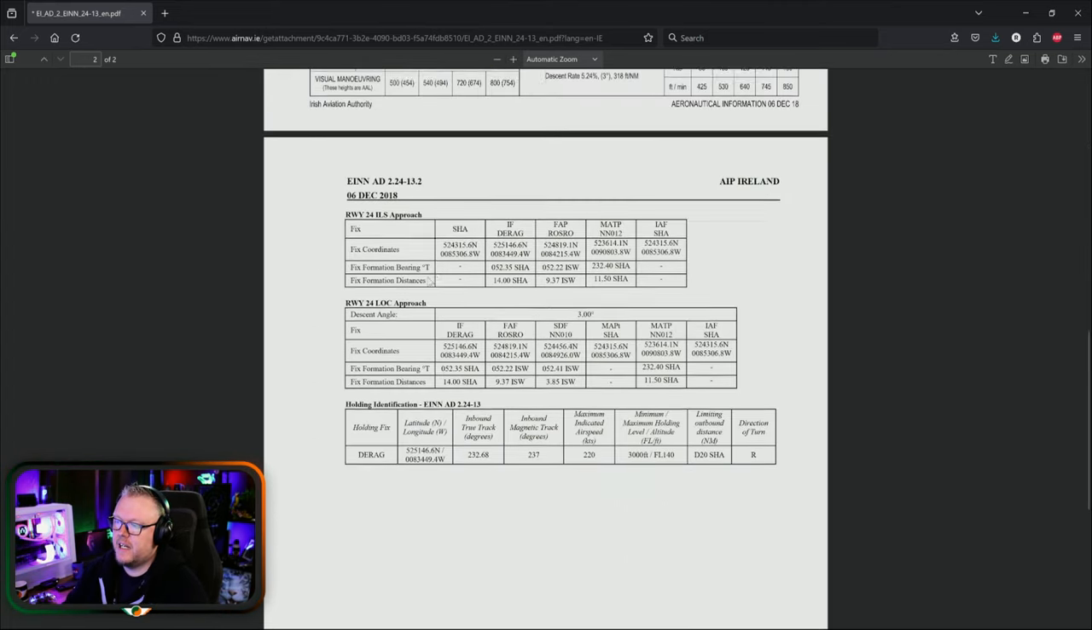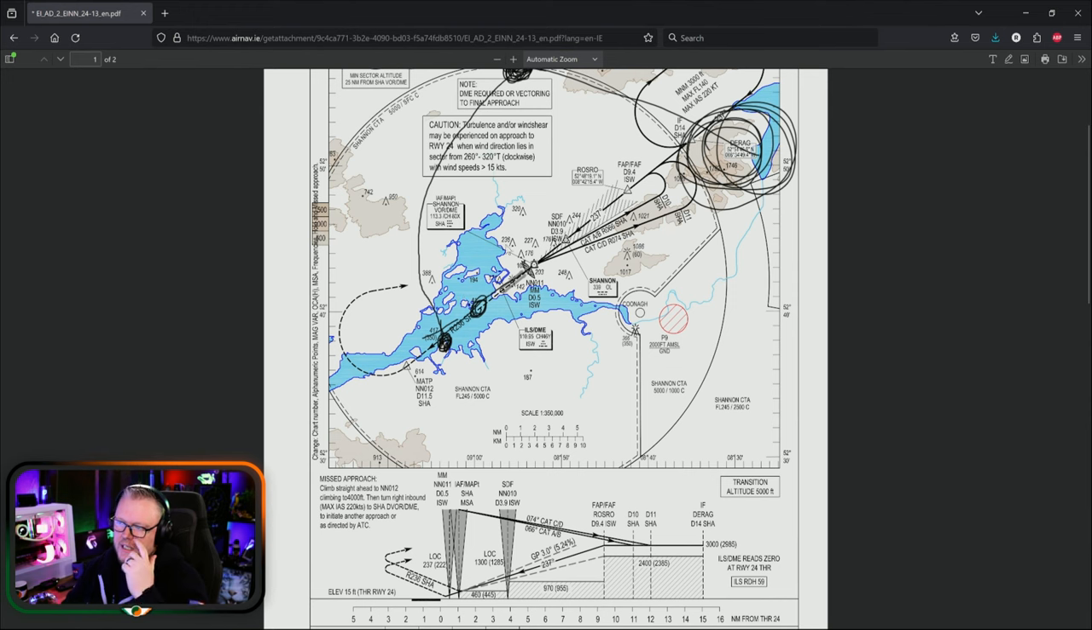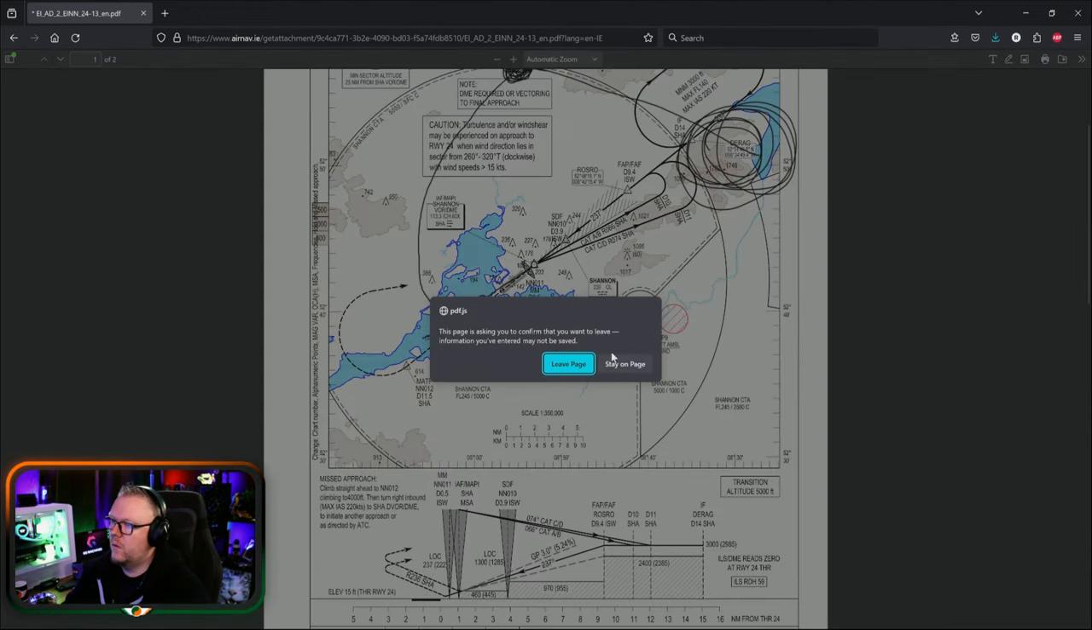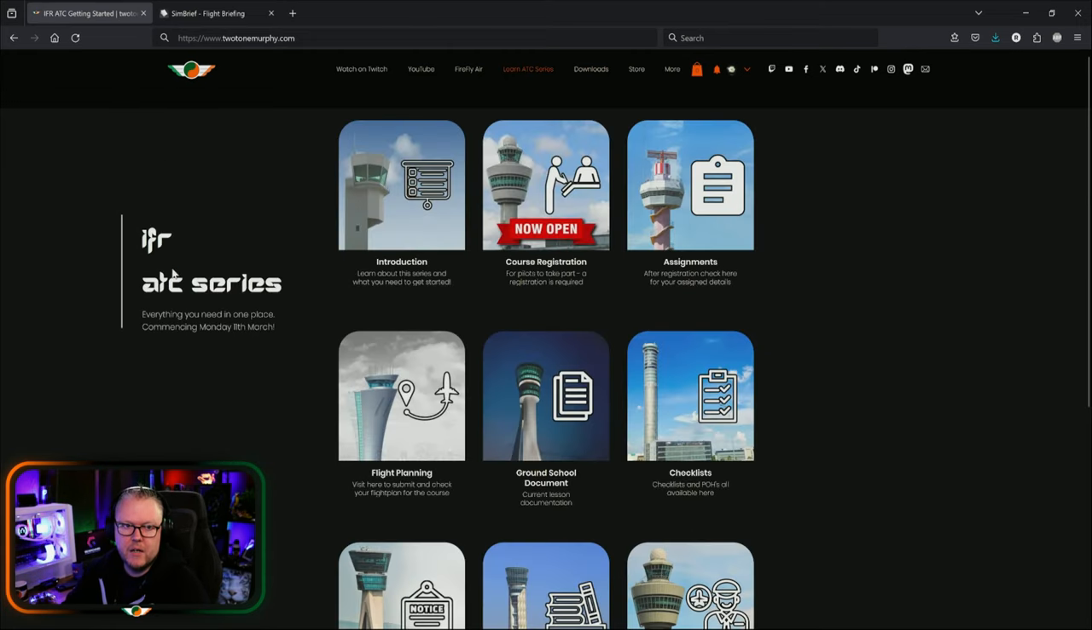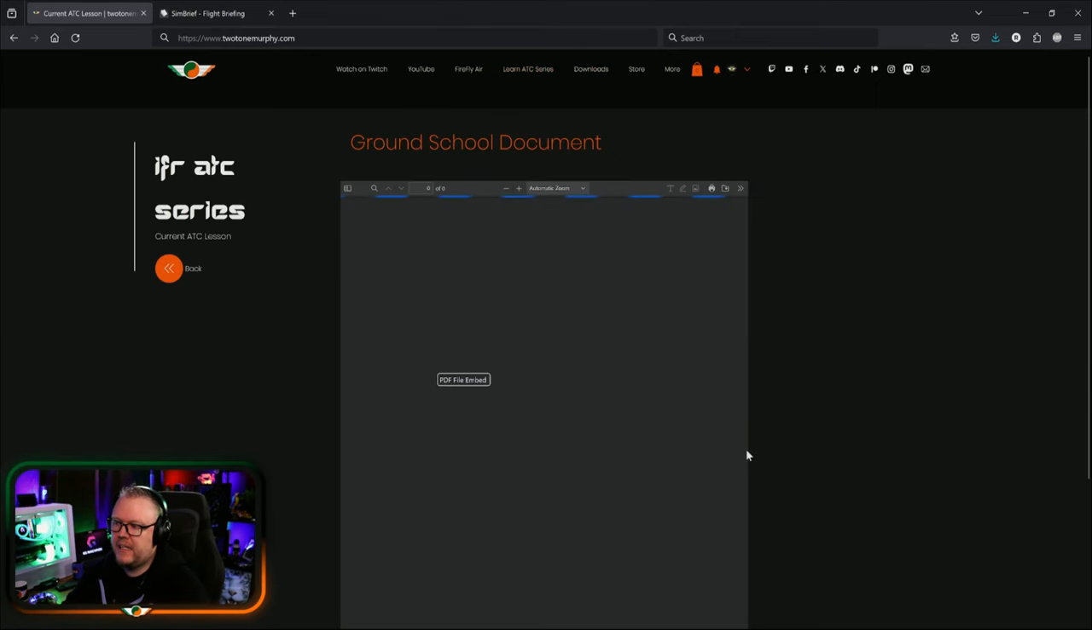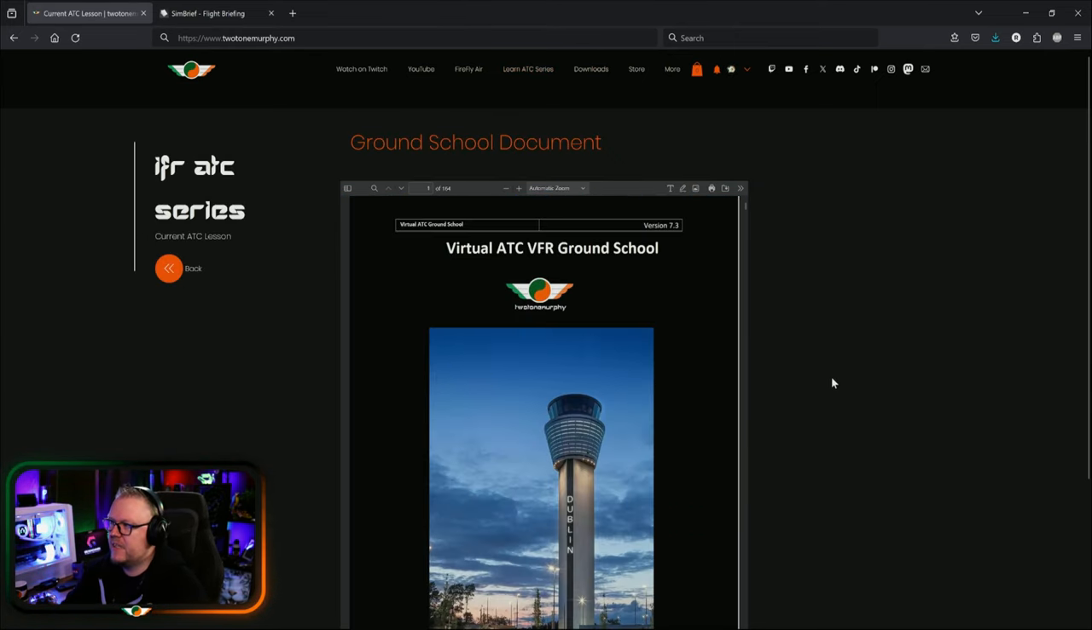So that's the Shannon AIP. There's other information there if you need it, but for tonight's lesson, that's what we're going on. All right. We continue on. So we go back. Now we're going to go into our course document. So our ground school document, click on the tile and it'll load in our PDF. So the PDF file embed, there she be.